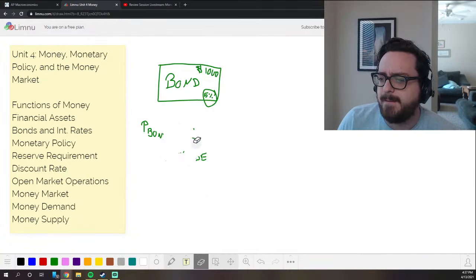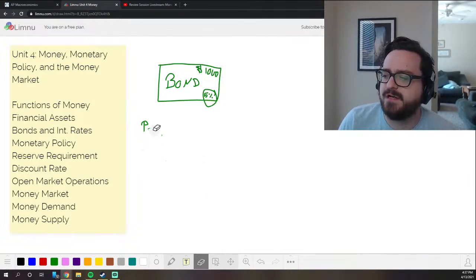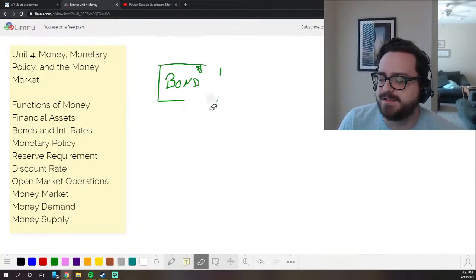Cool. Monetary policy, the fun part of the unit, the vocabiest vocab of all vocab, because it's a bunch of things you've never heard of. All right.